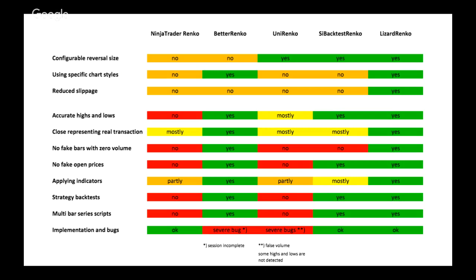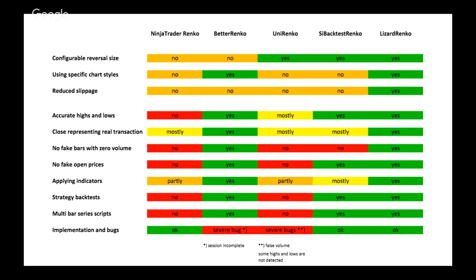The UniRenko also has a knockout criterion here, because the session volume is incorrect. It's double counting the ticks, and these highs and lows are also not consistently displaying correctly. So you want to have something which is dependable, and with the UniRenko, sometimes there's a bug somewhere, I think, in that indicator that makes those high and low levels be off sometimes, and that's not good.